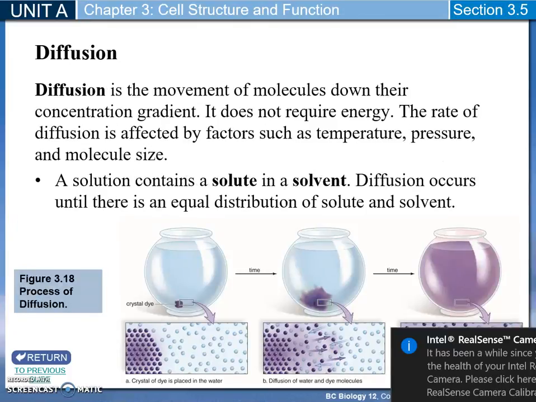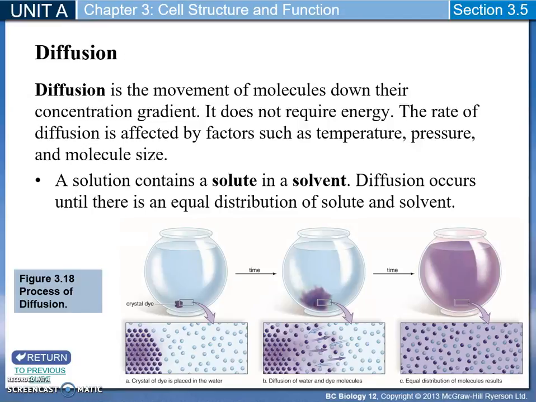Diffusion is the movement of molecules down their concentration gradient. It does not require energy, and the rate of diffusion is affected by factors such as temperature, pressure, and molecule size. A solution contains a solute and a solvent, and diffusion occurs until there's an equal distribution of solute and solvent. You can see here something concentrated in one small space within the solvent, and then over time, if left, you will get an equal distribution of concentration throughout the solvent.